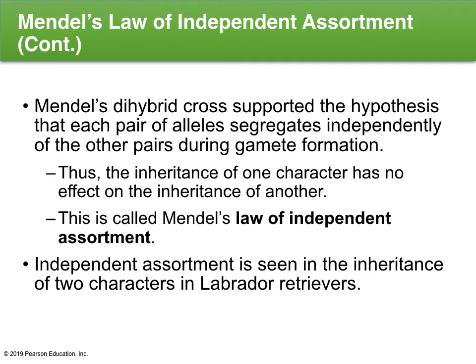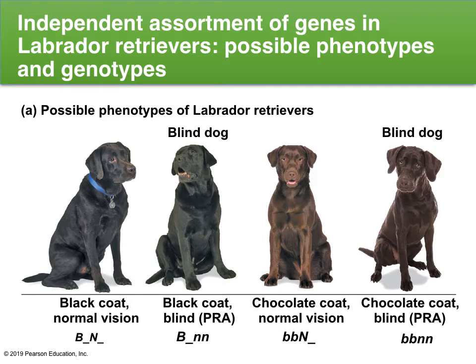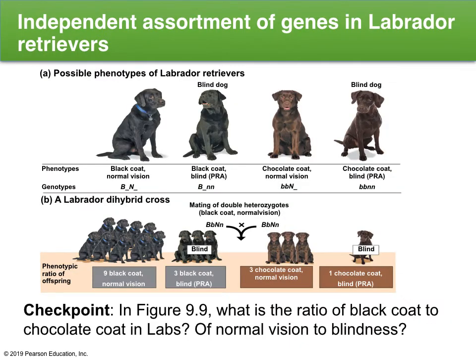And they give a great example of independent assortment in the inheritance of two characters in Labrador retrievers. So here's our labs. Let me go to the next one just to work out these guys. Let's go back to the original, sorry. So the phenotypes: black coat is dominant, and normal vision is dominant. And believe it or not, there are genetic forms of blindness. So in these dogs, we see this.